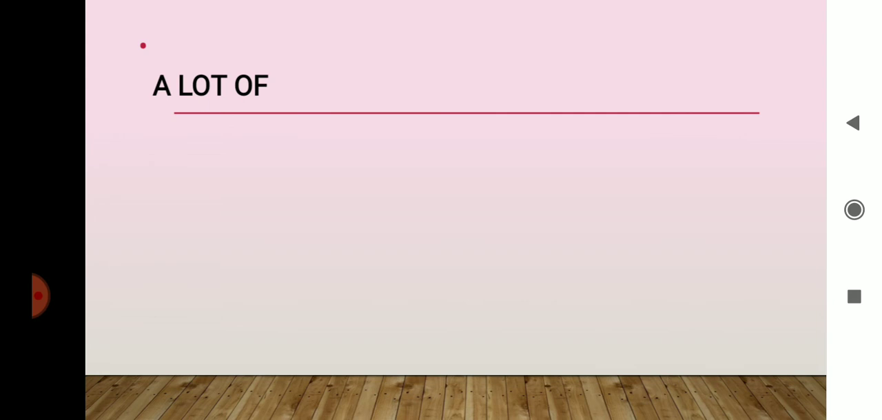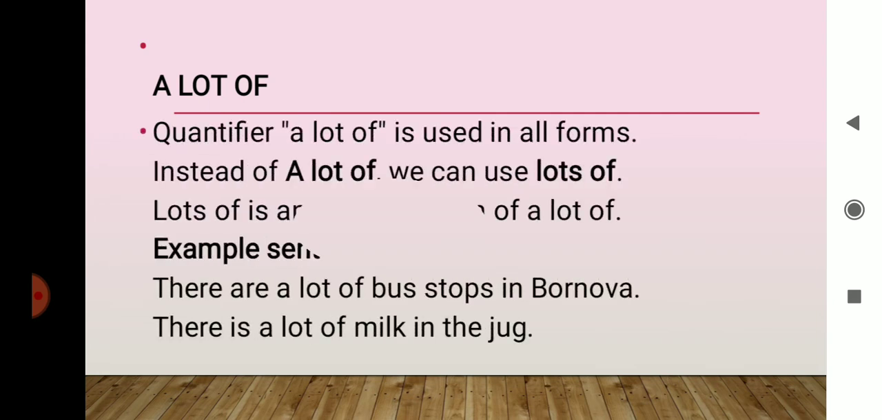Let's see use of a lot of. Students, quantifier a lot of is used in all forms. Instead of a lot of, we can use lots of. Lots of is an informal form of a lot of. Let's see some examples. There are a lot of bus stops in Bornova. There is a lot of milk in the jug.